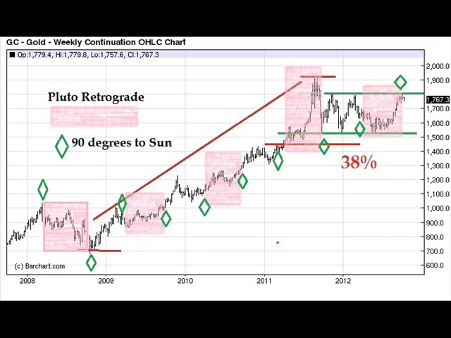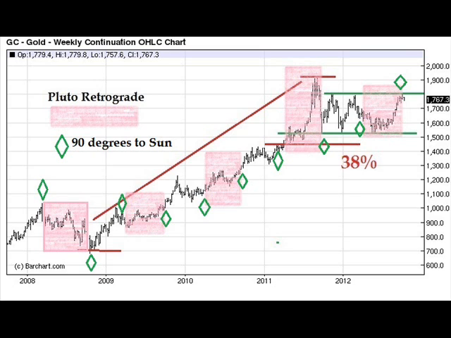Here again is our weekly chart of gold showing Pluto retrograde. What I've done on this chart is I've also indicated using green diamonds those periods of time when the planet Pluto is 90 degrees or 4 zodiac signs different from the Sun. Look very closely at this chart. I want to show you something very interesting.